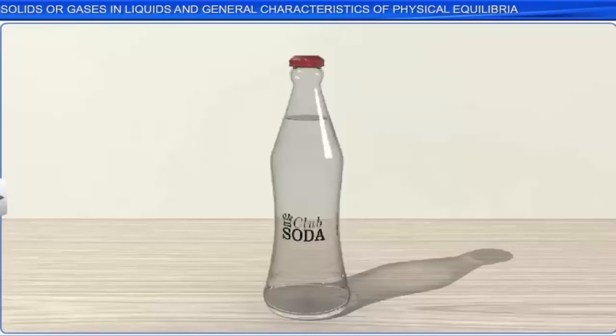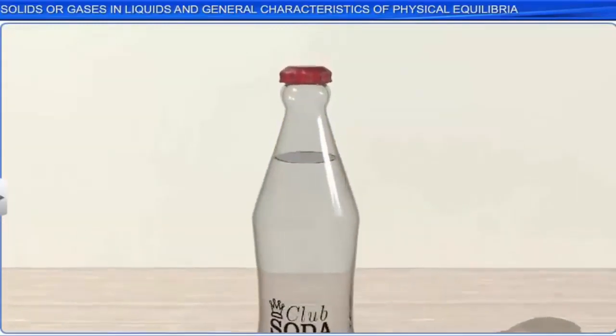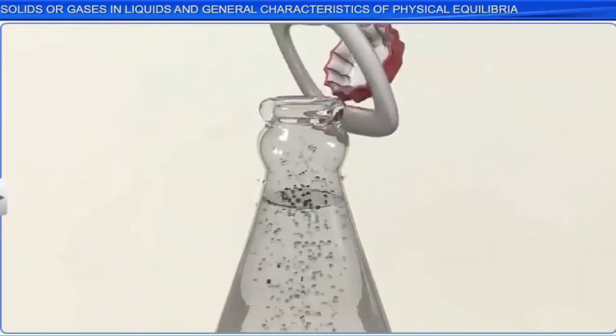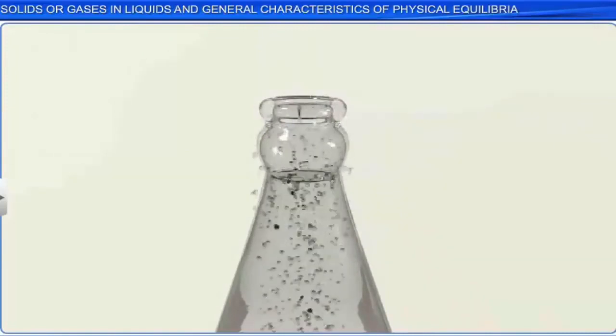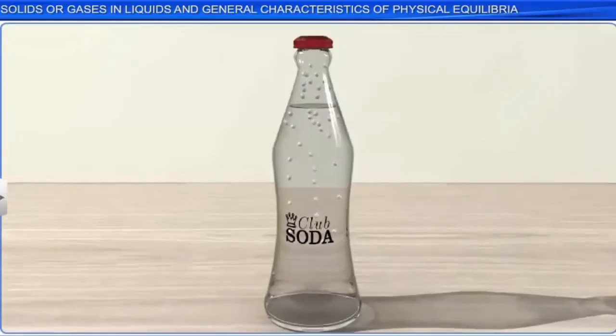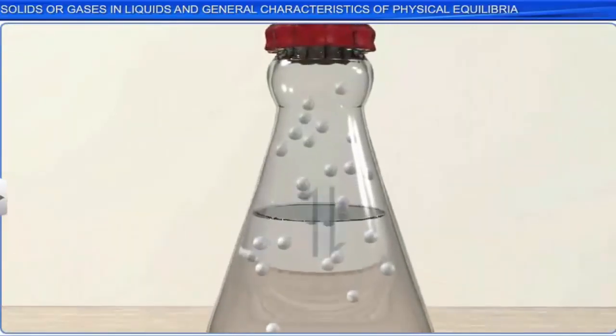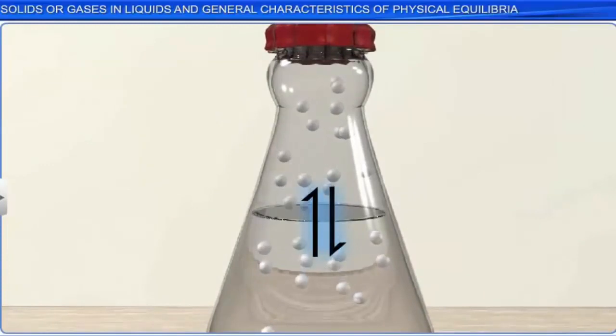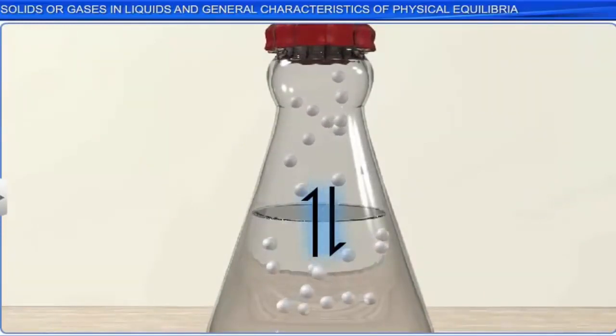Now let's look at the equilibrium involving the dissolution of gases in liquids. Have you ever wondered why soda fizzes when opened? The fizz that bubbles up when you open a soda water bottle is carbon dioxide gas. The phenomenon of fizz you see in carbonated beverages is due to the difference in the solubility of carbon dioxide at different pressures. At a given pressure, equilibrium exists between the carbon dioxide molecules in the gaseous state and those in the dissolved state in the liquid.